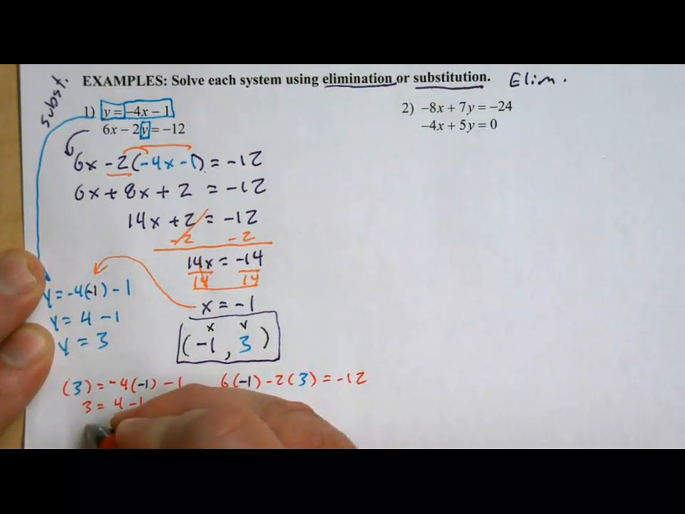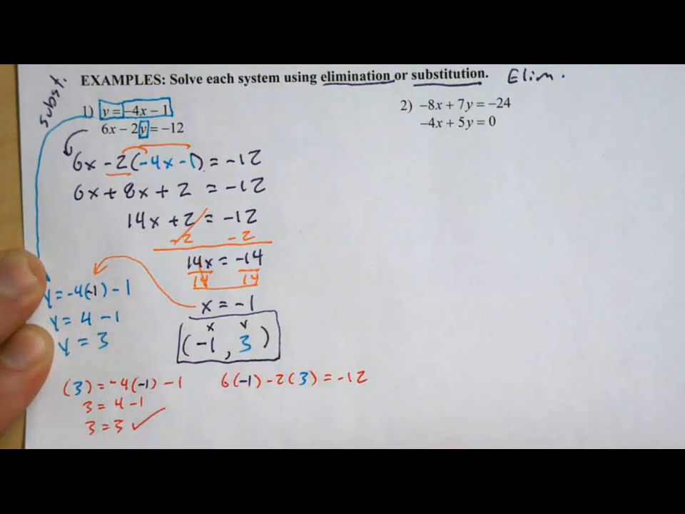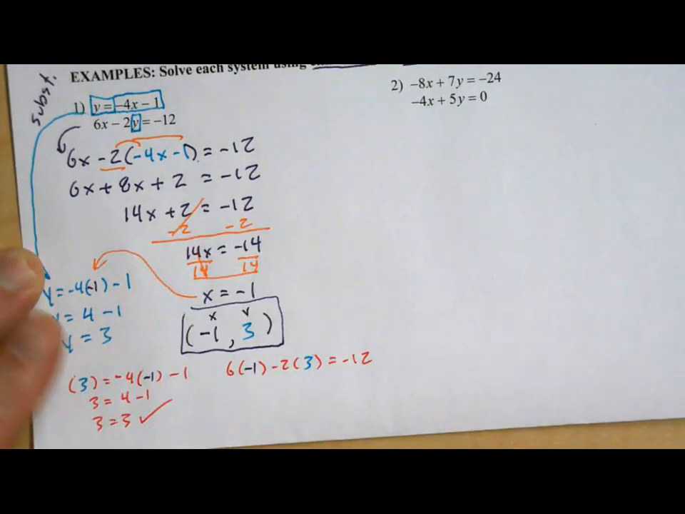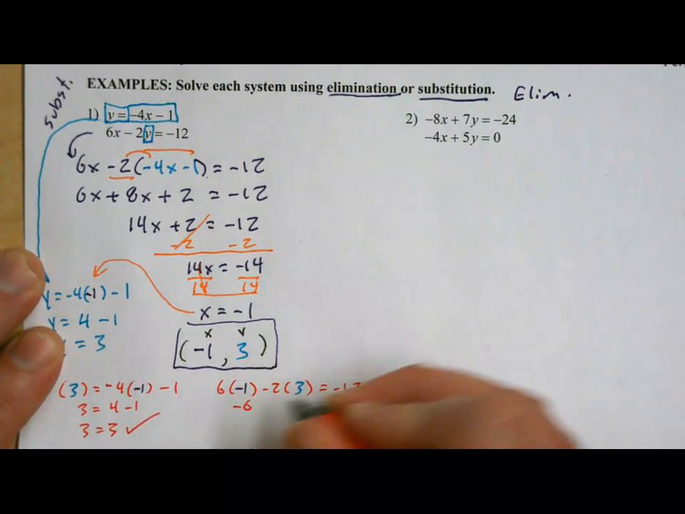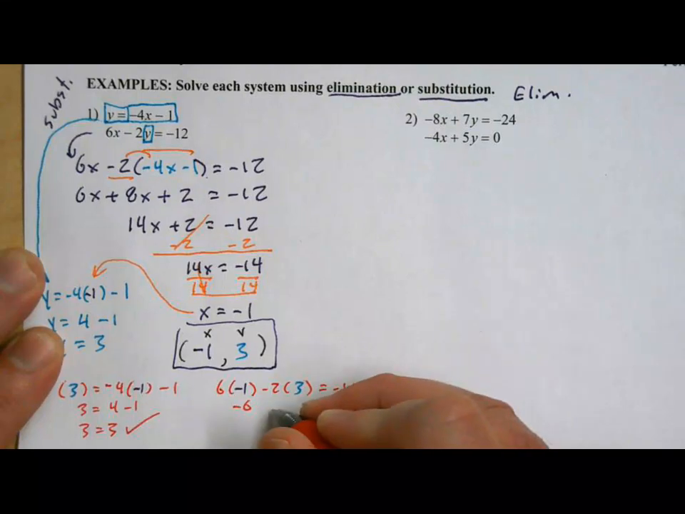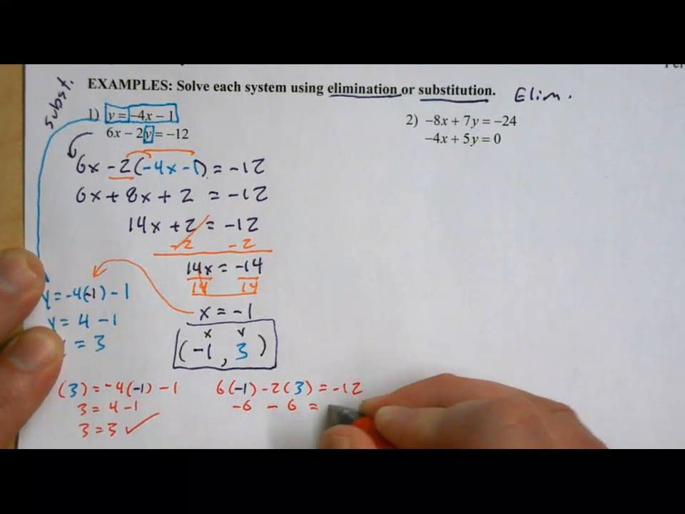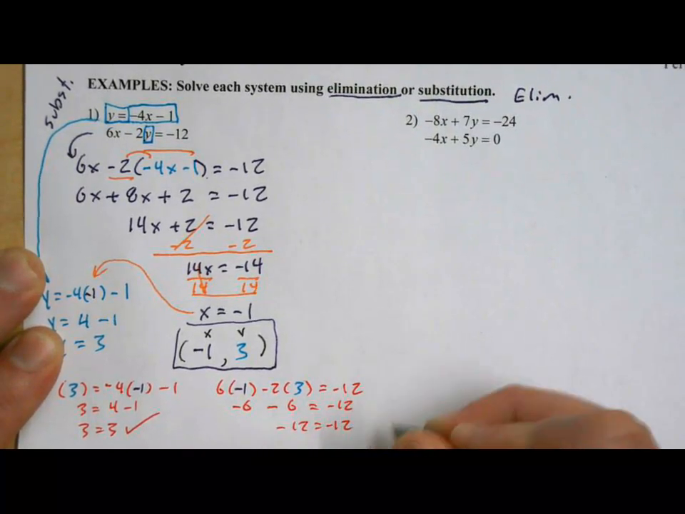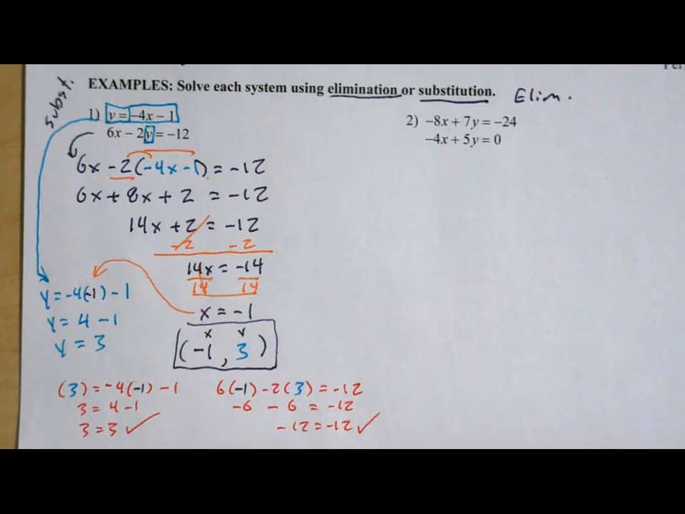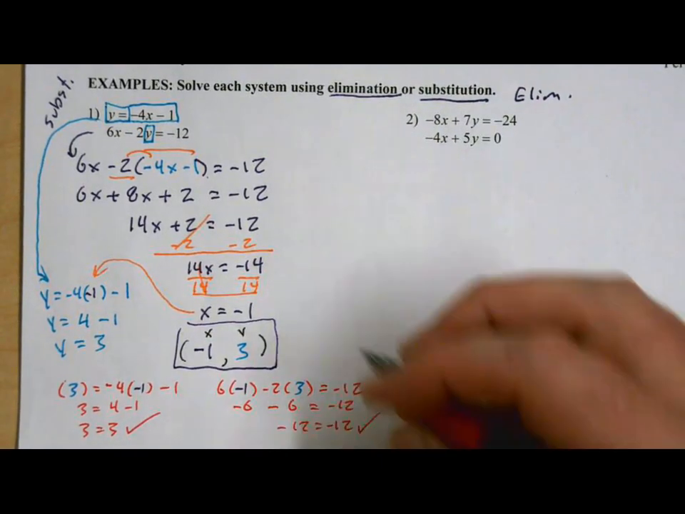4 minus 1 is 3. So 3 equals 3. That's good. That checks out. Let's make sure the other equation checks out. 6 times negative 1 is negative 6. Negative 2 times 3 is also negative 6. Negative 6 minus 6 is negative 12. We've got the same number on both sides again, so that also checks out. So that means that our equation is correct.